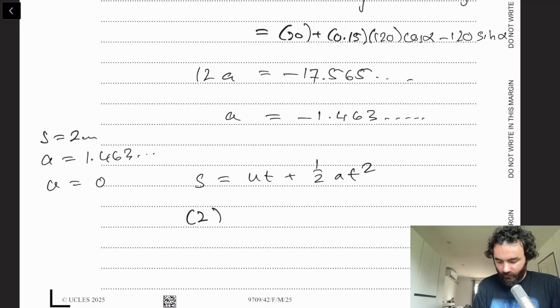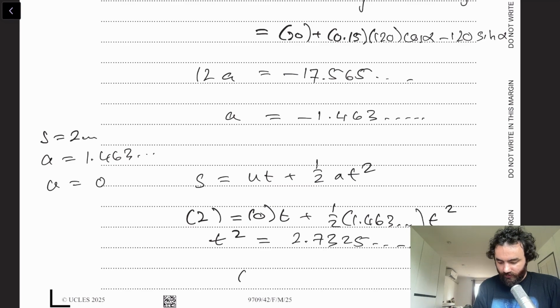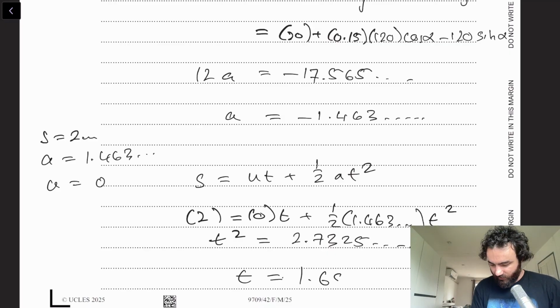So 2 equals, this is 0 times t, because u is 0 because it starts at rest, plus a half a, which is this 1.463 t squared. So times -1 divided by 2, you get 2, so 2 divided by answer, so you get t squared equals 2.7325 and so t equals the time would be 1.65 seconds. 0.65 seconds.